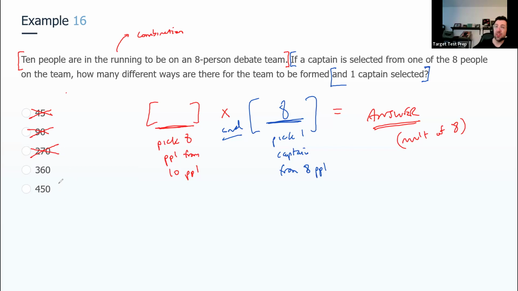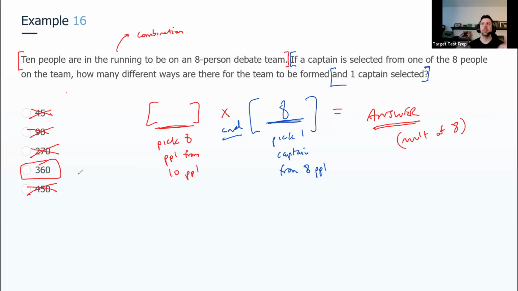And then 450, well, 400 is definitely a multiple of 8. 50 is not a multiple of 8, so 450 is not a multiple of 8. So even if you don't know how to do half of this problem, you can still get it right. That's not always going to work, but it'll work sometimes. Or maybe you could get it down to 2 answers that way.